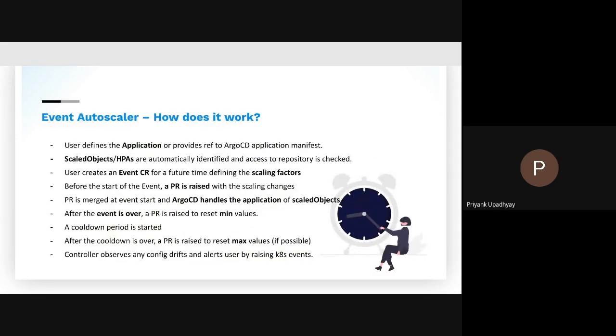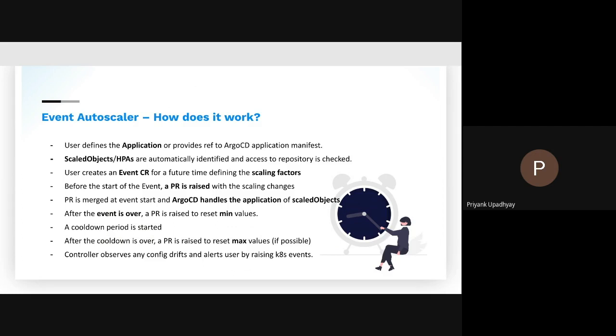So let's first see a user journey of how we would set up and configure the event autoscaler. The first action that a user needs to do is define the application. A user can define the whole application, including its individual components and all the services, or they can simply refer to the Argo CD application manifest and our autoscaler will auto detect all the services and scaled objects.